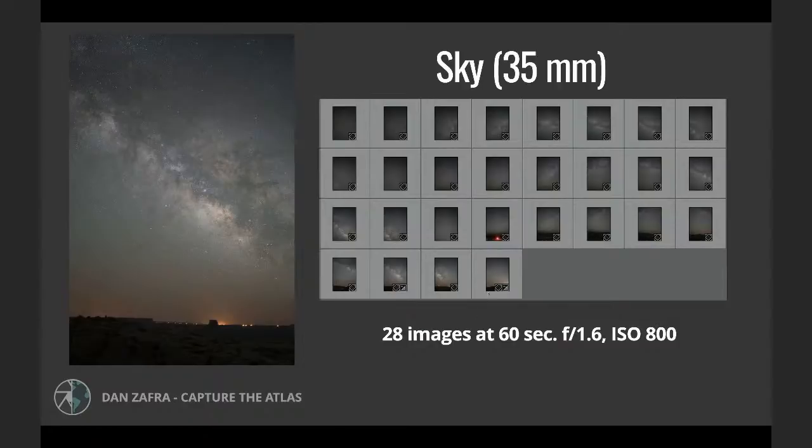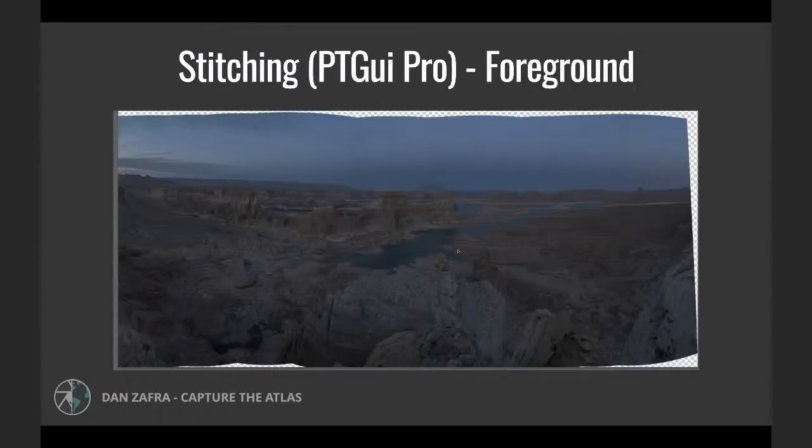As you see, I took 28 images because this is a multi-row track panorama for the sky. I have to capture different rows. So there are 3 different rows for the sky. And then what I do is simply use the stitching in PTGui Pro.